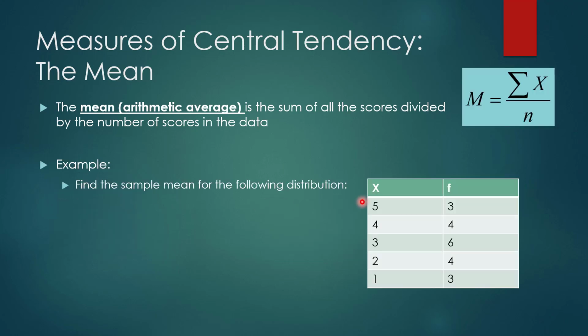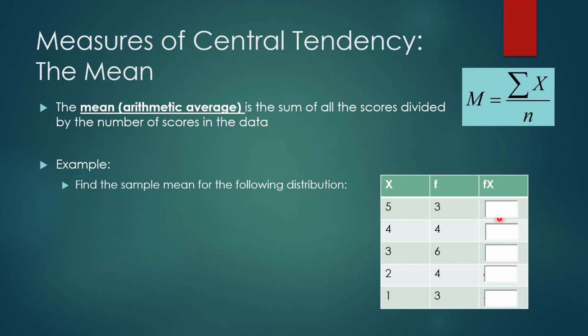For this example, here we have our X values. Now, just to remind you also that sometimes you have an f, or frequency. So for this, you wouldn't just add up 5, 4, 3, 2, and 1, because you have 3 5s, 4 4s, 6 3s, 4 2s, and 3 1s. So in order to add up all the X's, you have to actually know that this is equal to 15, 16, 18, 8, and 3.